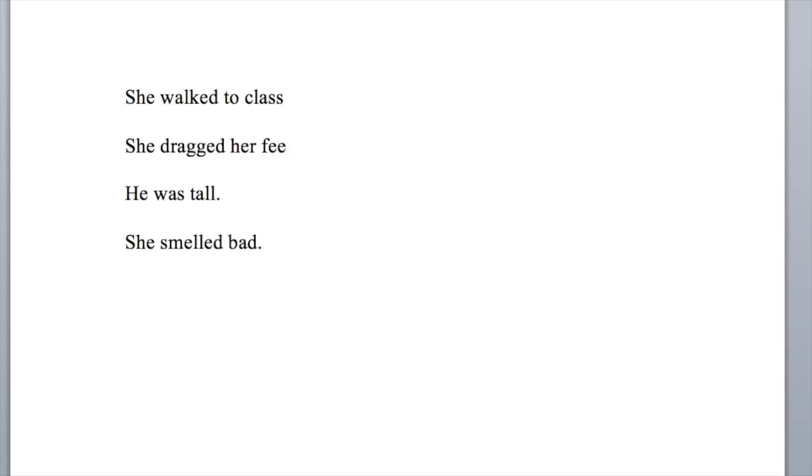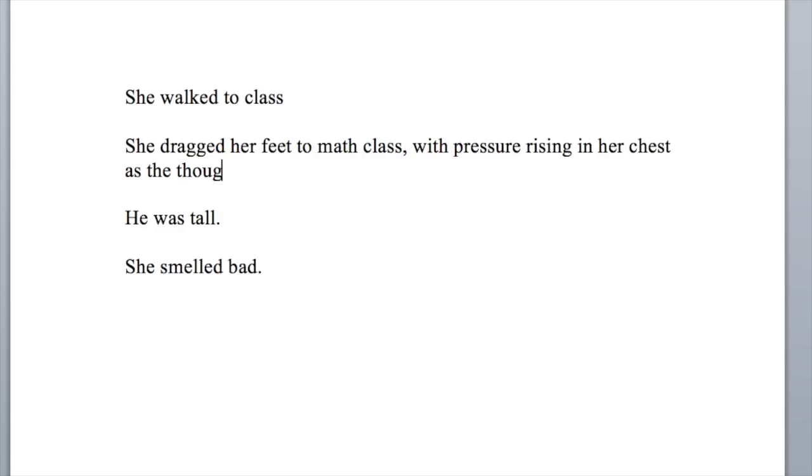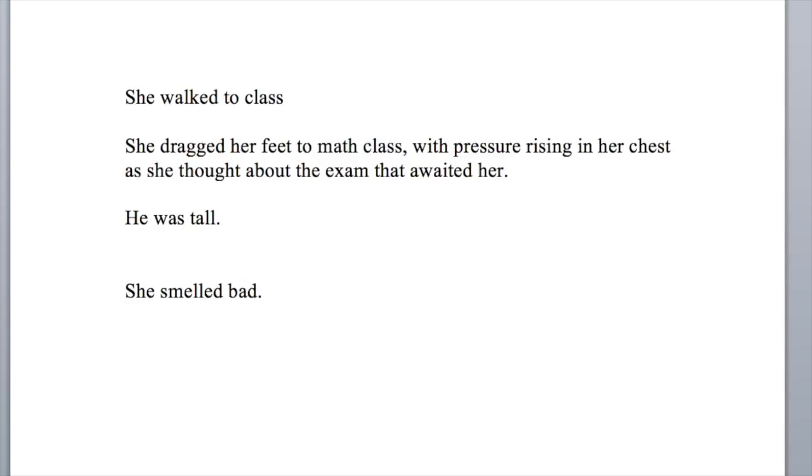I'm going to say, she dragged her feet to math class, with pressure rising in her chest as she thought about the exam that awaited her. Now, with all of this detail in the sentence, we can really see what she's doing as she's thinking, as she's walking to math class. She's dragging her feet because she doesn't want to take this math test. And that shows us that she's either anxious or nervous, and she is just dreading this test that she has to go to.